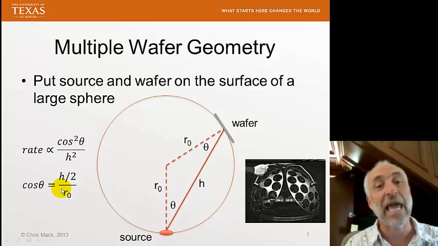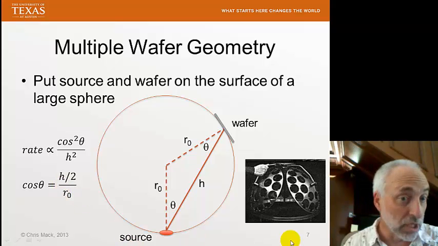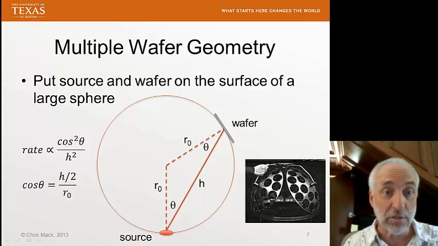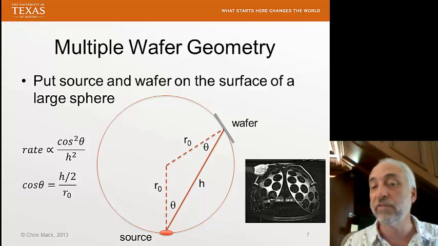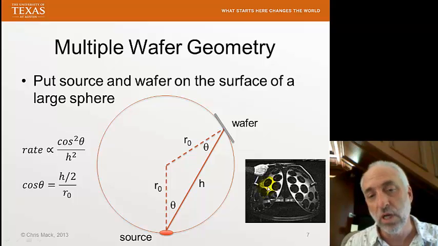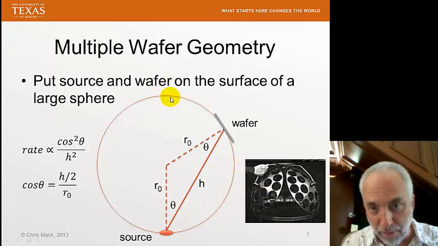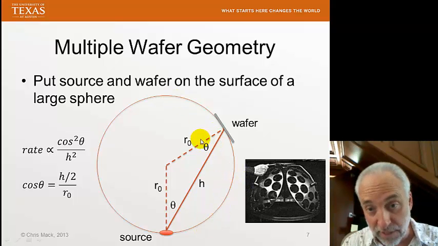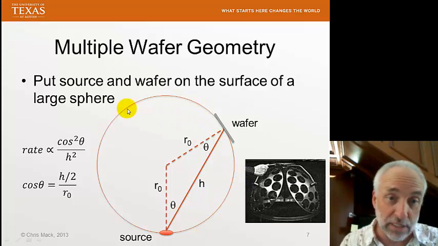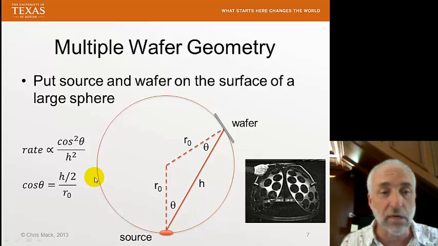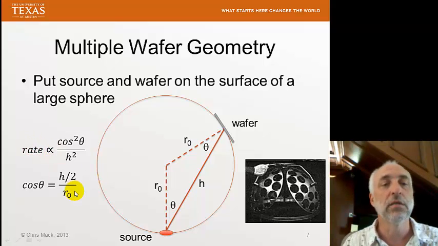Look, the h's cancel out. We get 1 over 4 times r0 squared. And that's true independent of theta, independent of h. So I could have a wafer down here. I could have a wafer up here at the top. The h values are going to be different. The theta values are going to be different for all these different positions of wafers in the planetarium. But the rate is still the same.